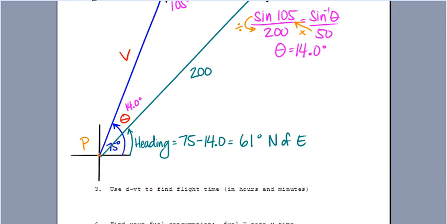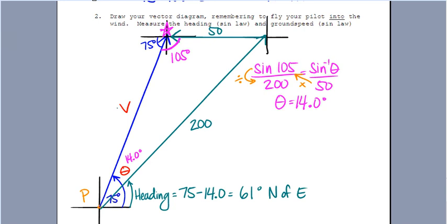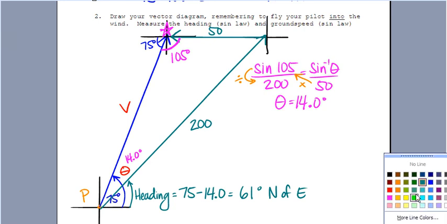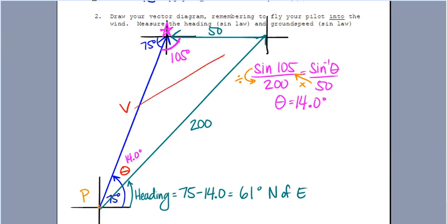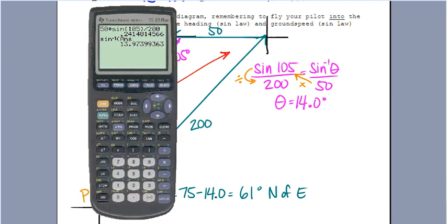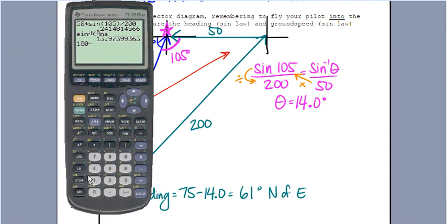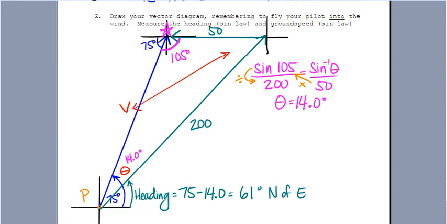So one last thing to find in this picture is the actual speed, the ground speed of the airplane. And if we're going to do that, we need to know this corner of the triangle. Currently we don't have it, but I've got the other two corners. Remember, the angles in a triangle add up to 180. So 180 minus 105 minus 14.0. Hey, look at that, 61 degrees.